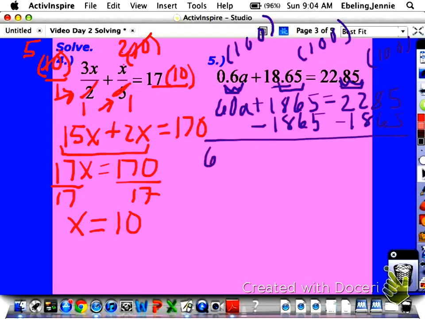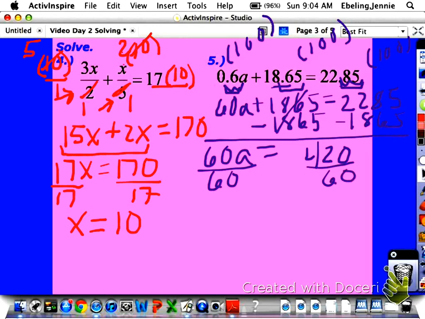So I get this 60a, these cancel, equals, I'm going to do my subtraction over here, I have a 0, I have a 2, and I have a 4, 420. So I'm going to divide both sides by 60. My a is equal to 7 when I divide it out.